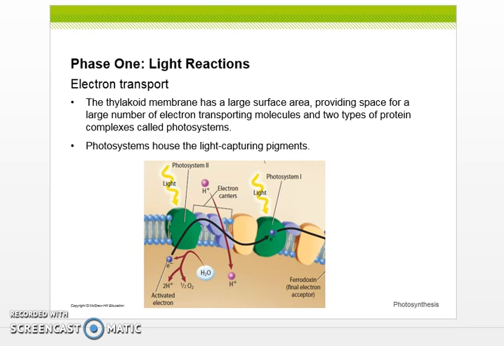These house the light-capturing pigments. And just a reminder, make sure you are coloring in and writing anything that is hard to see in your diagram, because your test will be heavily graded on how well you can interpret diagrams.